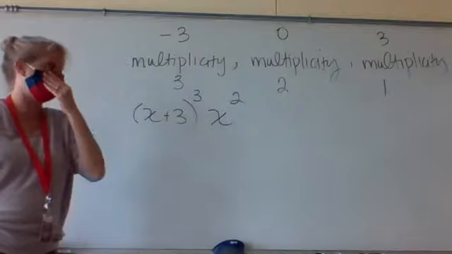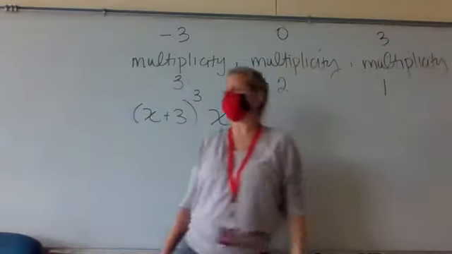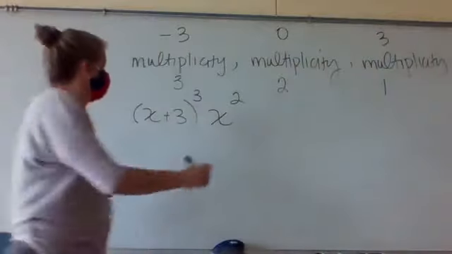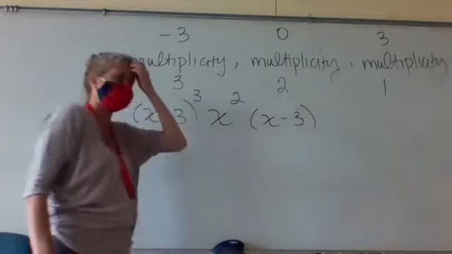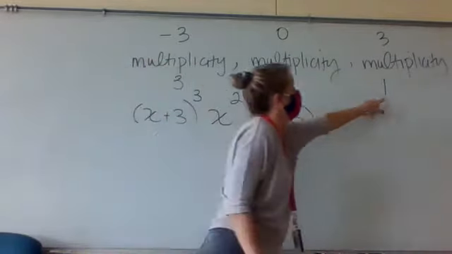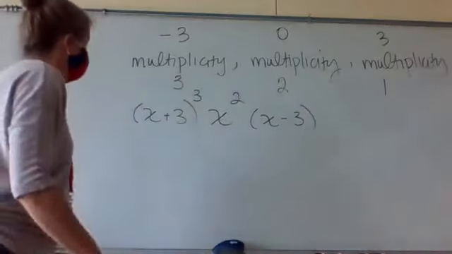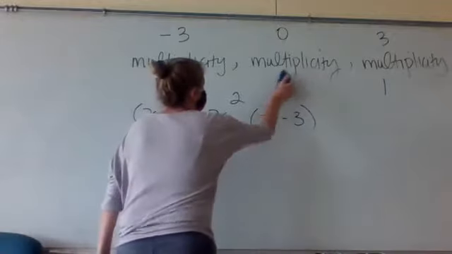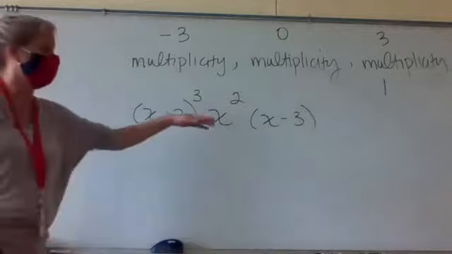And what's the last 0? The last 0 is 3, which means what factor did it come from? It must have come from x minus 3. And its multiplicity is 1, which is nice, so it doesn't have an exponent. So here's what I got to multiply together.